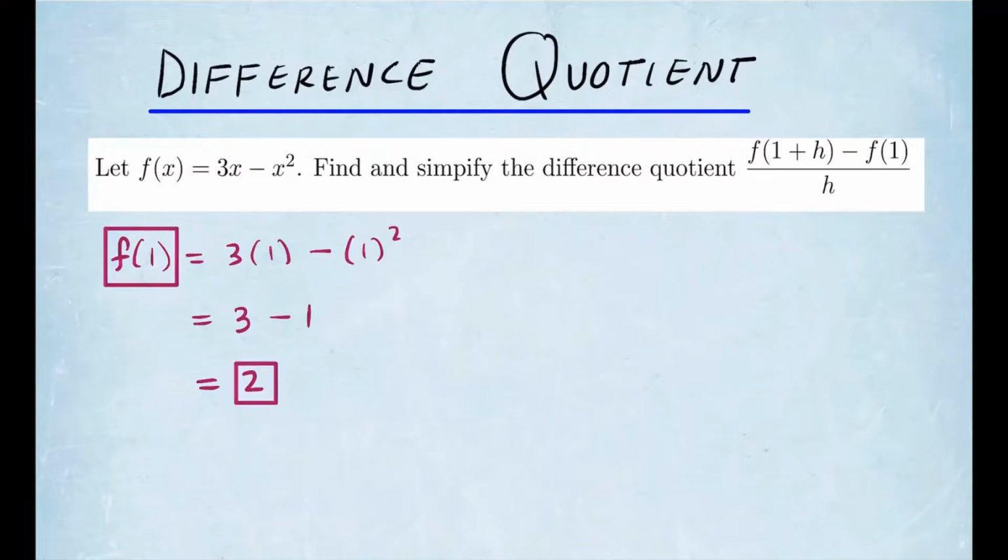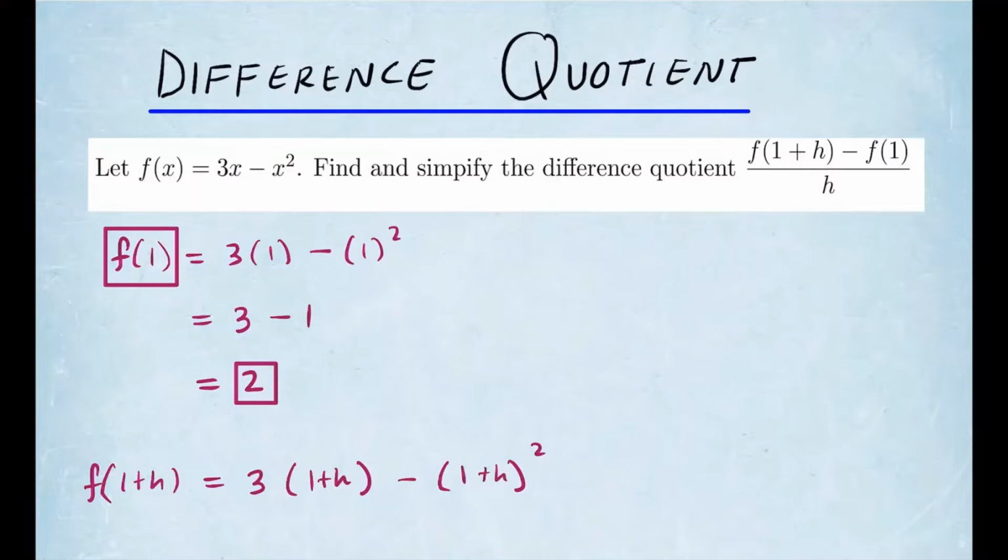Now let's go ahead and find the second part, f of 1 plus h. So same idea, everywhere we see x, we're going to be replacing it with 1 plus h. Now, because it contains more than one term, we're going to be using parentheses carefully. So this is equal to 3 times x, so I'm putting as a blank, minus x squared. And that we're going to replace it with 1 plus h. So this is how you replace them.